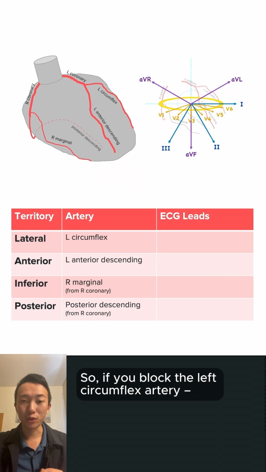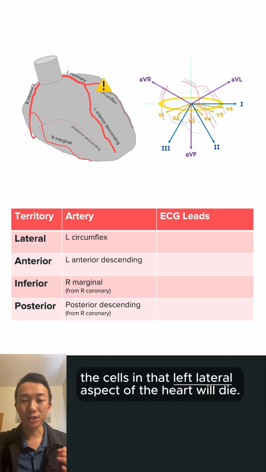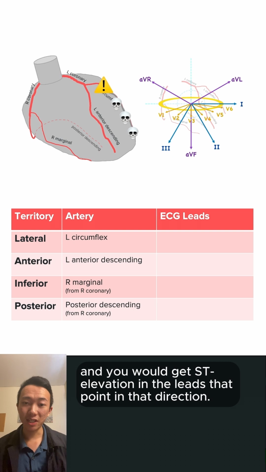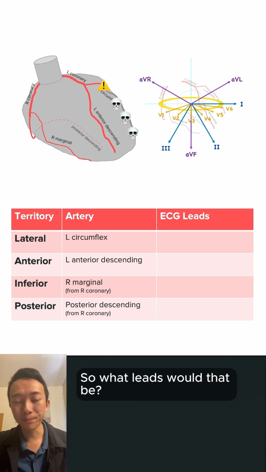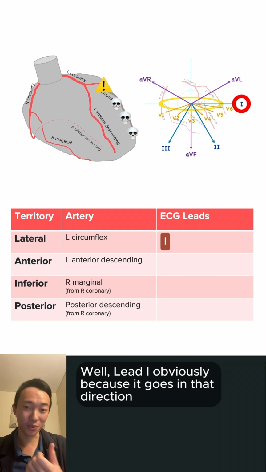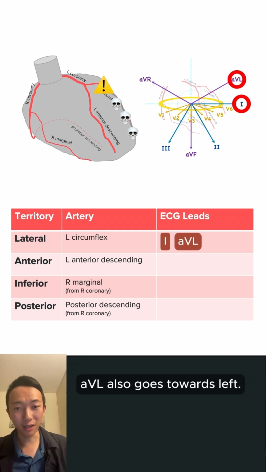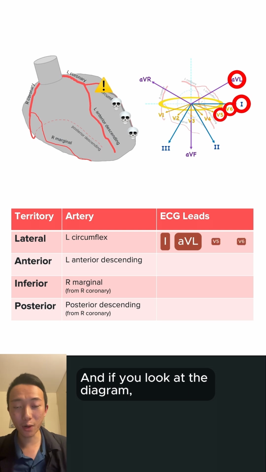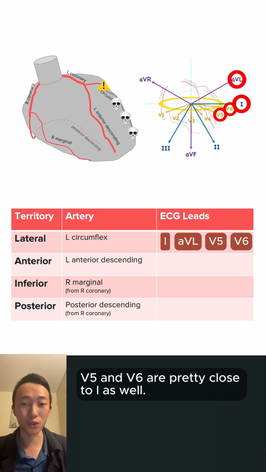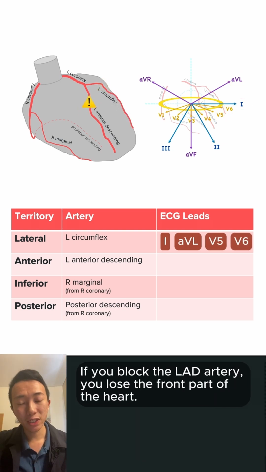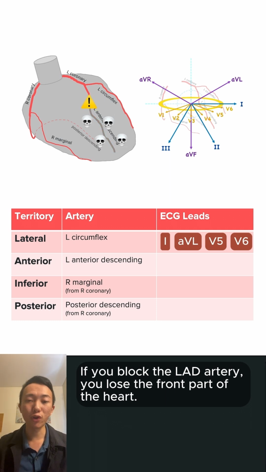So, if you block the left circumflex artery, the cells in that left lateral aspect of the heart will die, and you would get ST elevation in the leads that point in that direction. So what leads would that be? Well, lead 1, obviously, because it goes in that direction, AVL also goes towards the left, and if you look at the diagram, V5 and V6 are pretty close to lead 1 as well.